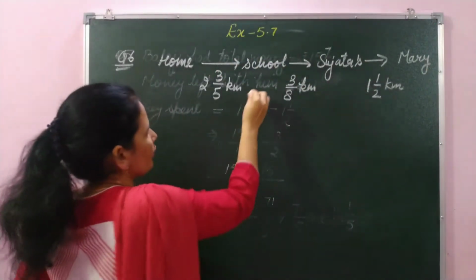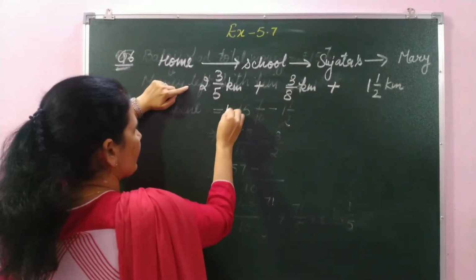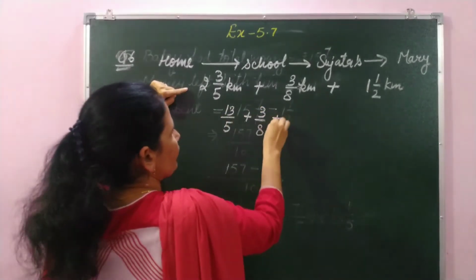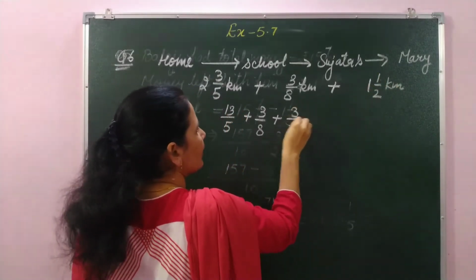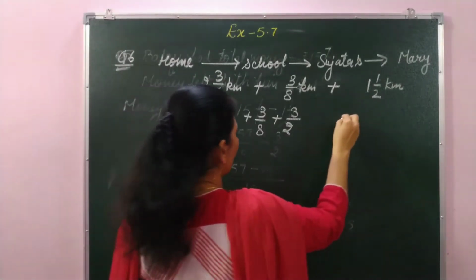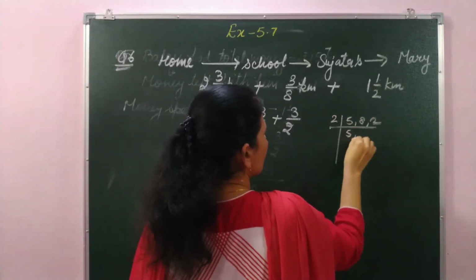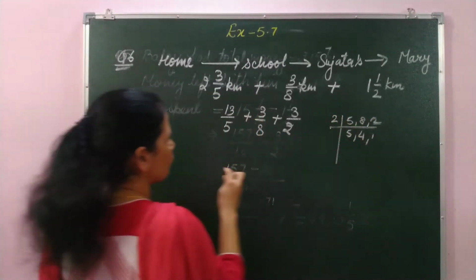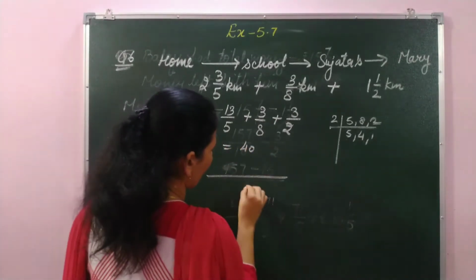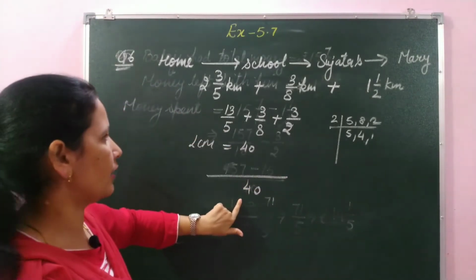To find this total, we add all the distances. 5 times 2 is 10, 10 plus 3 is 13 by 5. Here 3 by 8, and 2 times 1 plus 1 is 3 by 2. Now it becomes a simple question. Take the LCM of 5, 8 and 2: 2 fours are 8, 2 ones are 2, 5 fours are 20, 2 twenties are 40. So the LCM is 40. Write the LCM as a common denominator.